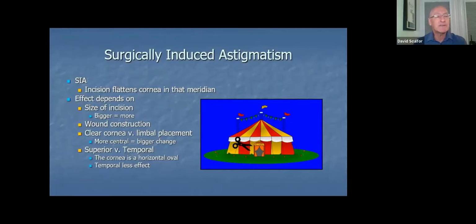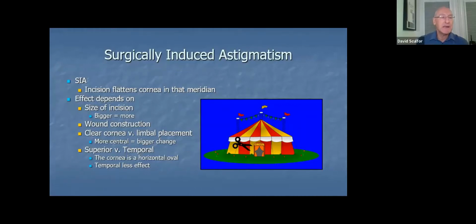But the point stands that it's not unusual to see quite big cylinders in patients who had cataract surgery back in those days, and that was simply down to the size of the incision, which was way bigger than the 2mm or sub 2mm incisions that are used now. The way the wound is constructed is also important. It also makes a difference whether you make your incision into clear cornea or right at the limbus, or indeed do a scleral tunnel. And there's no question that the more central you make your incision, the bigger the change, because it's close to the centre.